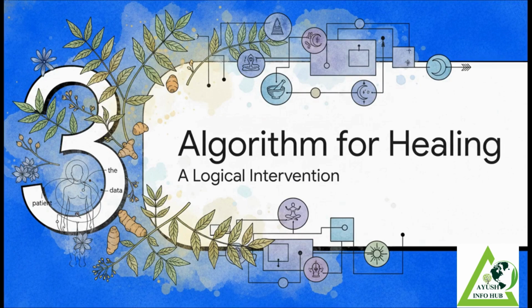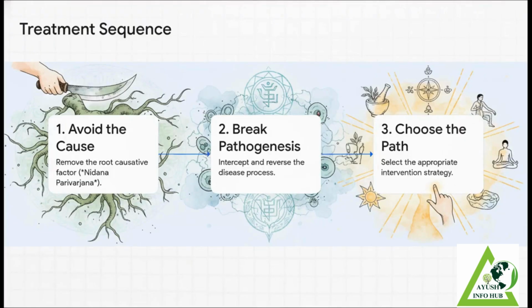Okay, so we've gathered all this data on the person and on the disease. So now what? Well, now we get to see how the system processes all that information into a logical step-by-step plan. This is the healing algorithm in action. And the sequence here is just so logical it makes perfect sense. Step 1, avoid the cause. The ancient texts are super clear. If you don't get rid of what's causing the problem, no medicine in the world is going to work.